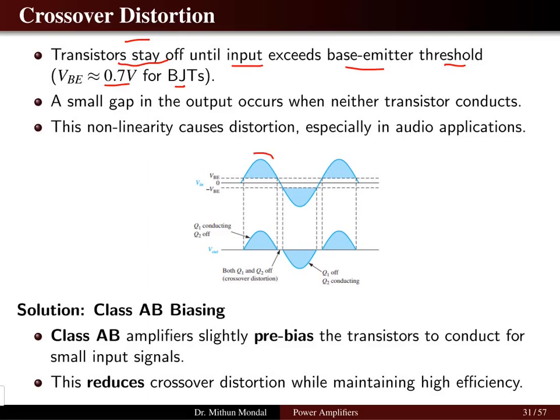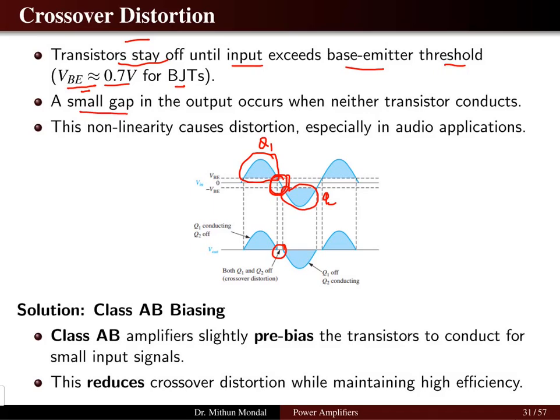Here we can see the positive half cycle of the AC input, which is conducted by transistor Q1, and the negative half cycle, which is conducted by transistor Q2. There is a brief time period where there is no conduction, and in this period you have certain distortion. This is because the base emitter threshold voltage of 0.7 volt has to be achieved in the network for conduction, which results in the distortion.